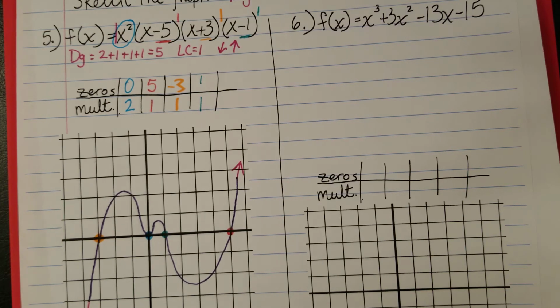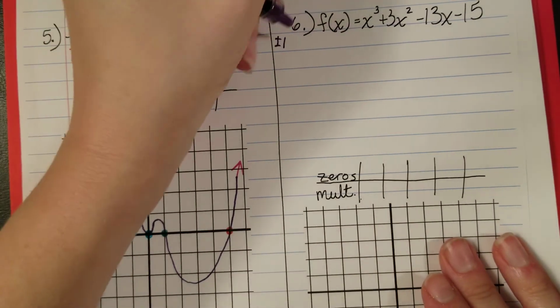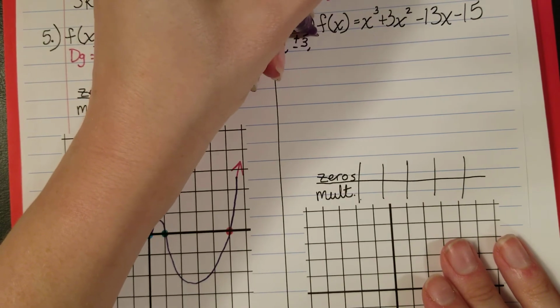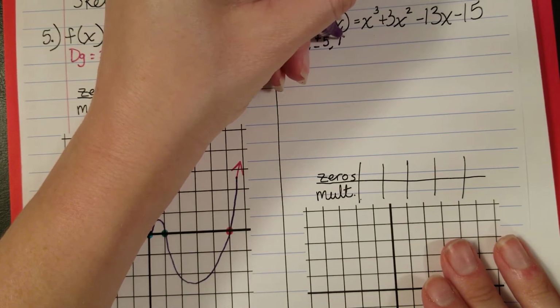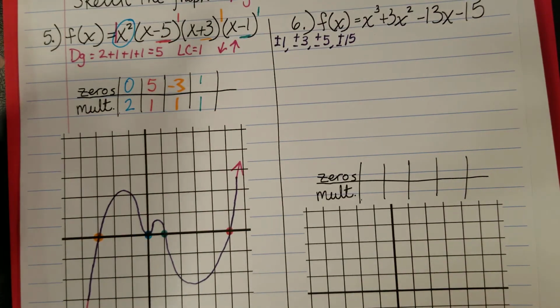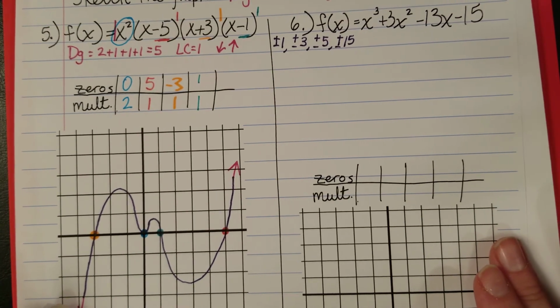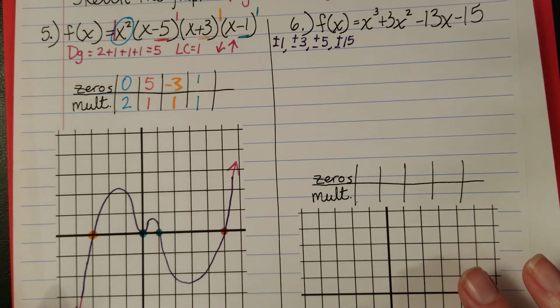Now we're just going to write down all of the possible factors of 15. Factors of 15 would be plus or minus 1, plus or minus 3, plus or minus 5, plus or minus 15. Those are the possible rational zeros. To figure out the actual rational zeros, we will do synthetic division on each one. I always like to just start at plus 1.